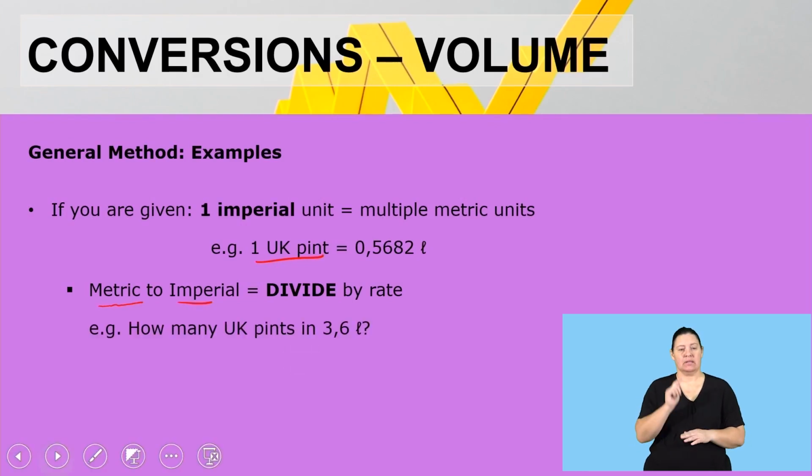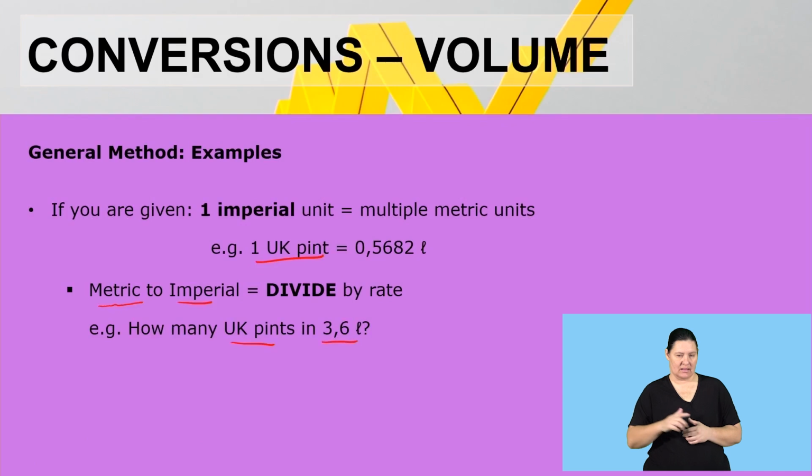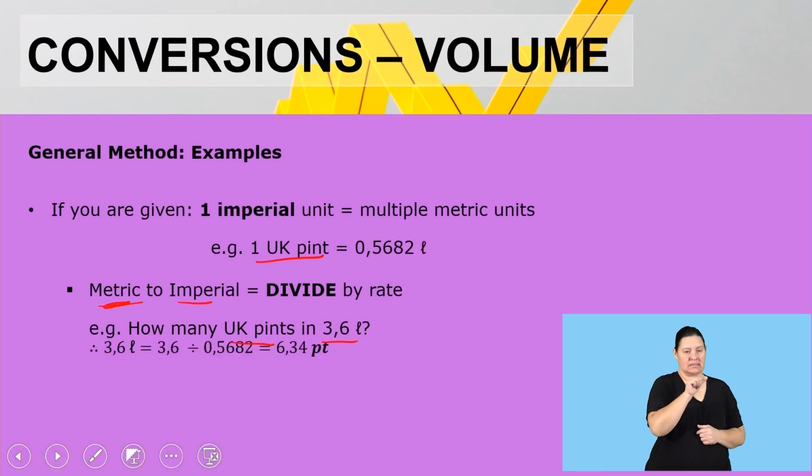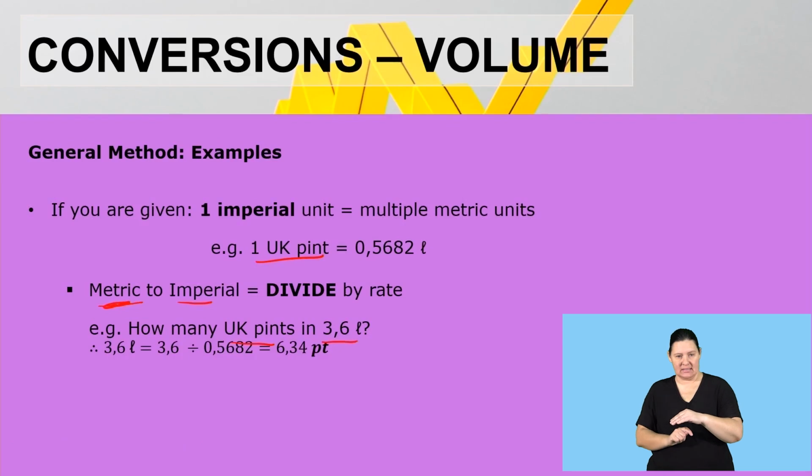Let's quickly look at a simple example here. So I'm asking, how many UK pints in 3.6 liters? So if you look, 3.6 liters represent the metric system. Therefore, now I will have to divide. So if I look at my answer, I'll say 3.6 divided by 0.5682, and that will give us an answer of 6.34 pints.